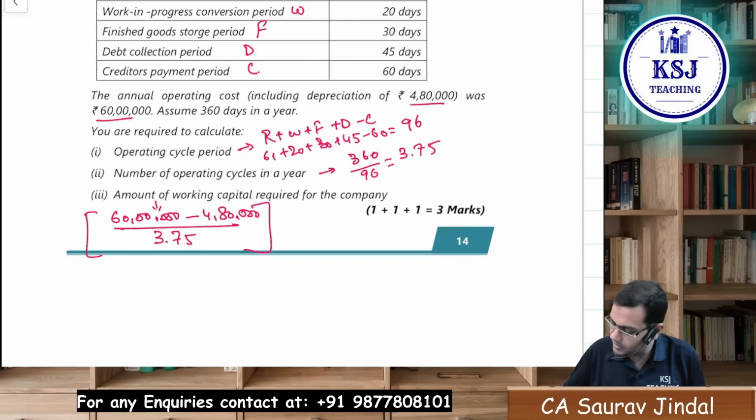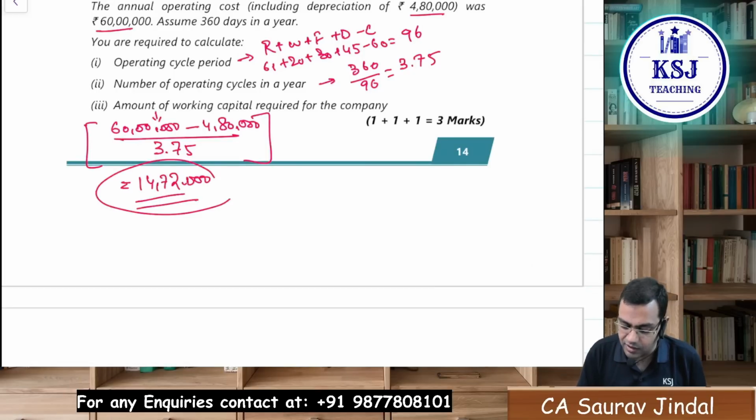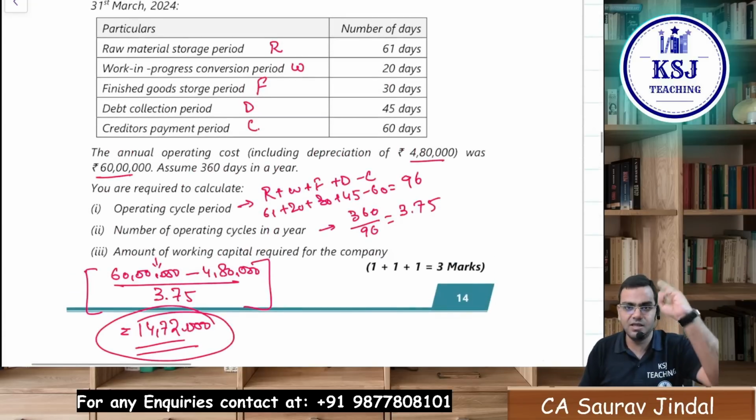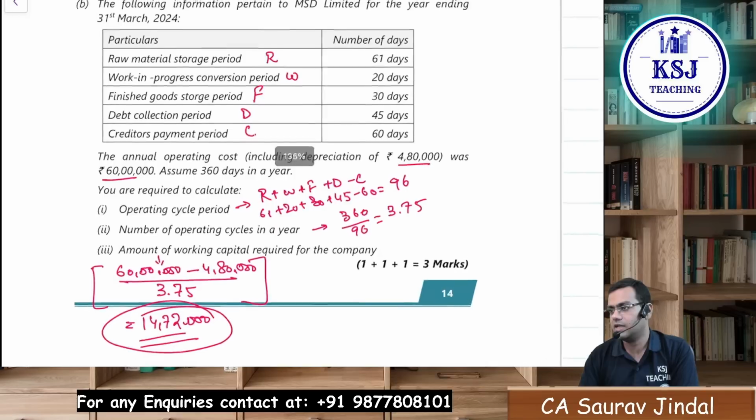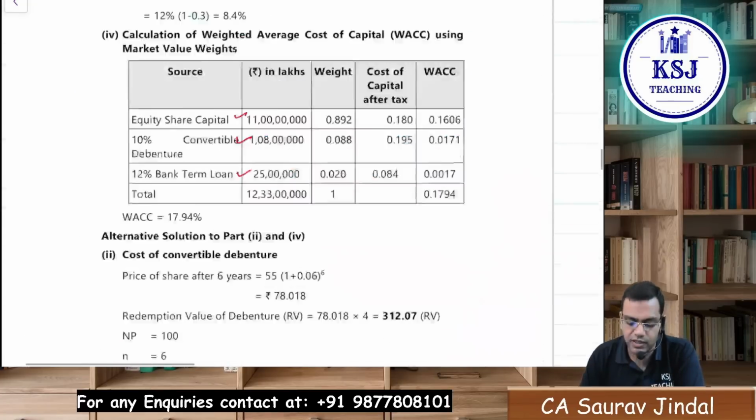60 lakhs minus 4,80,000 divided by 3.75. That comes to 14,72,000. Amount of working capital required. Sir, just a 3 minute question. That's it. Question number 2, B part done. Let's move to the next one.